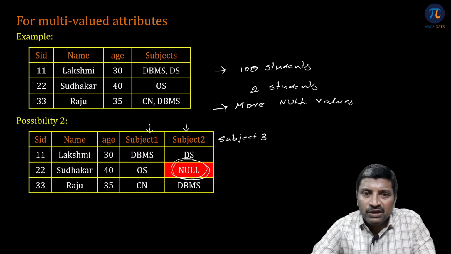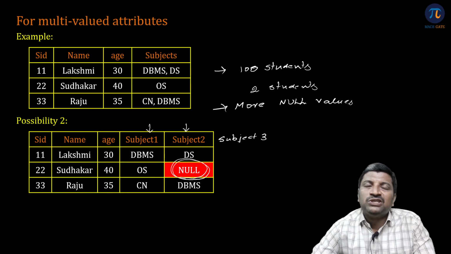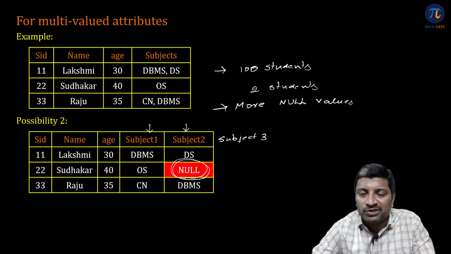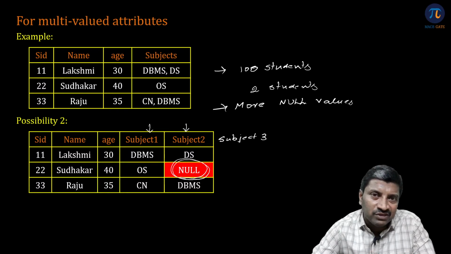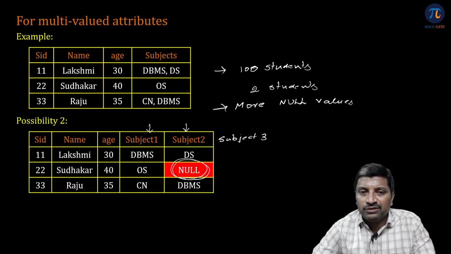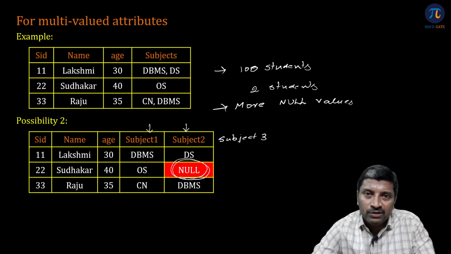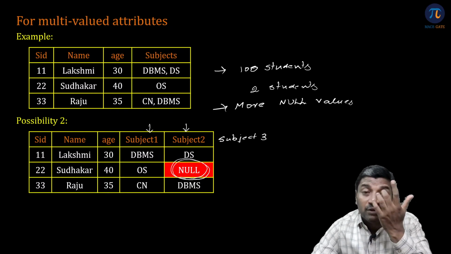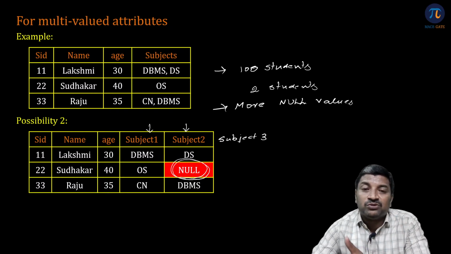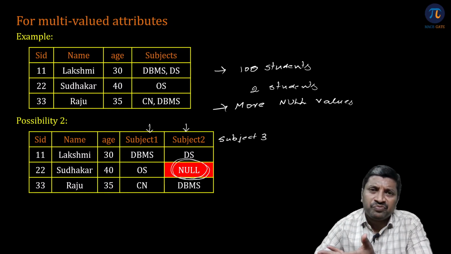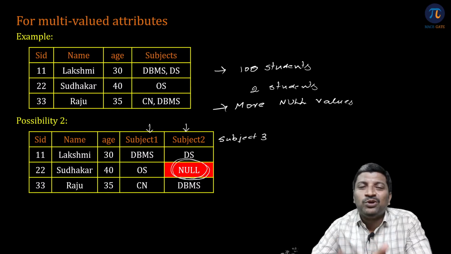This is the first problem, more null values. What is the second problem? Here we have given only 2 columns, subject 1 and subject 2. Suppose a student wants to register a third subject and fourth subject also. Then where to store the details, sir? We don't have any provision to store all the details of the subjects which the student registered. So unintentionally or unknowingly we are making a restriction on the number of courses the student is going to register, right, sir? Then you may feel, sir, why don't we put subject 1, subject 2, subject 3, subject 4, up to subject 10? Then what will happen, sir? We will get more null values.